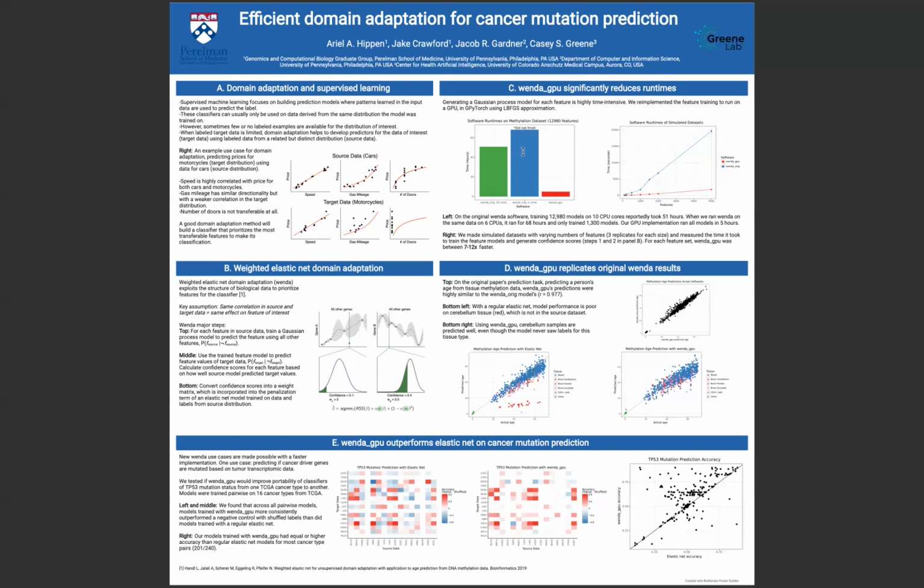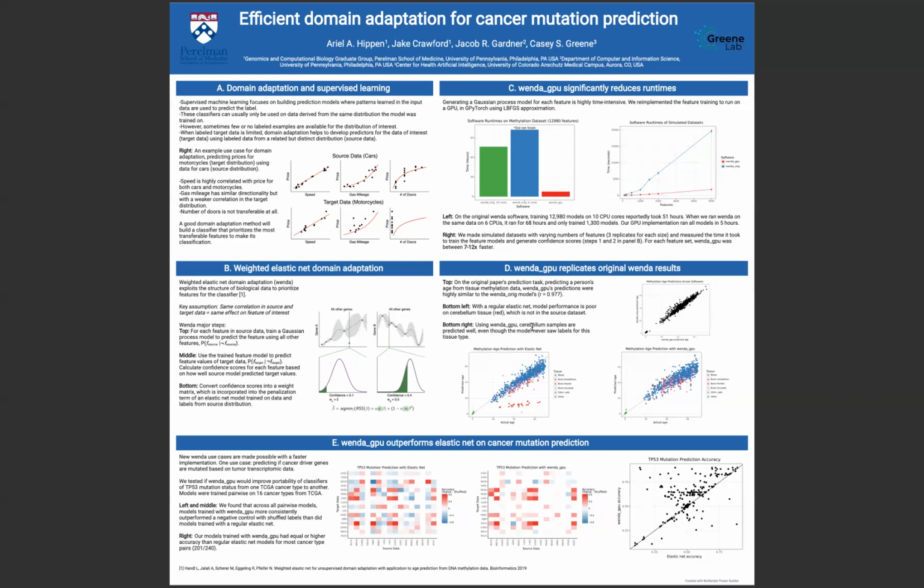When we tried to do it on 6 CPU cores, the model ultimately didn't finish and only trained 1,300 models over 68 hours. Our GPU implementation, on the other hand, ran all the models in 5 hours. To figure out exactly how much faster our GPU implementation was, we made simulated data sets with anywhere from 100 to 5,000 features and measured the time it took to train and generate confidence scores. For each feature set, WENDA GPU was between 7 and 12 times faster.